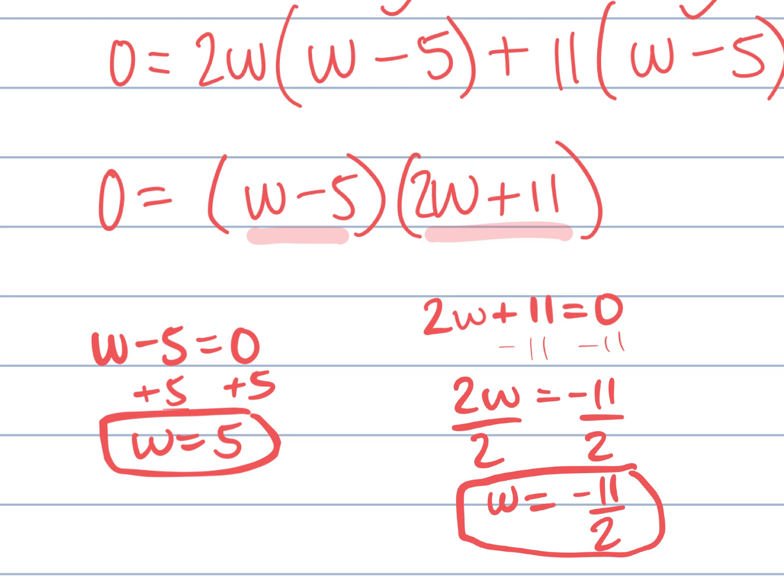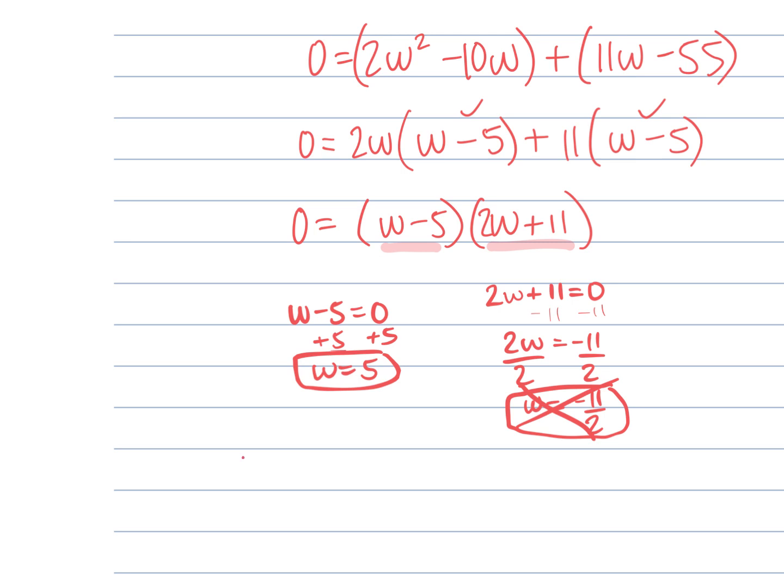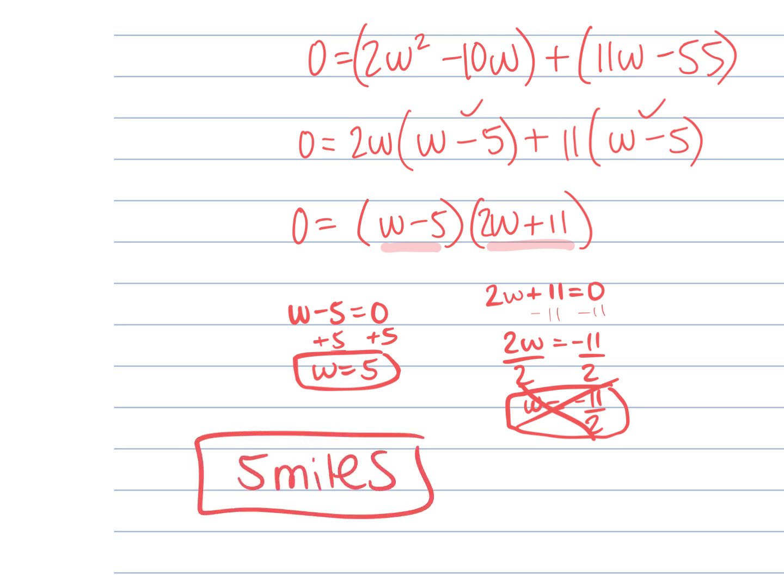The width. Can your width be negative 11 over 2 miles? No. Why not? It's not realistic. What do you mean that's not realistic? I don't think miles can be negative. Do negative miles exist? No. So which one are we going to cross out? The one on the right. So how wide is the rectangle? 5 miles. Yeah.